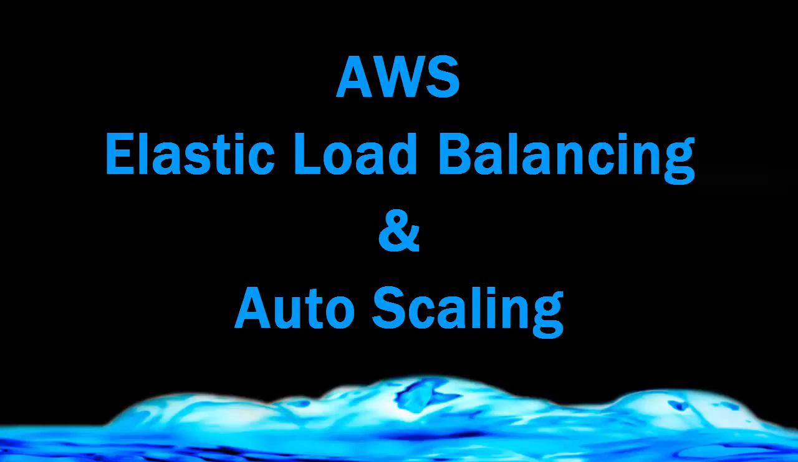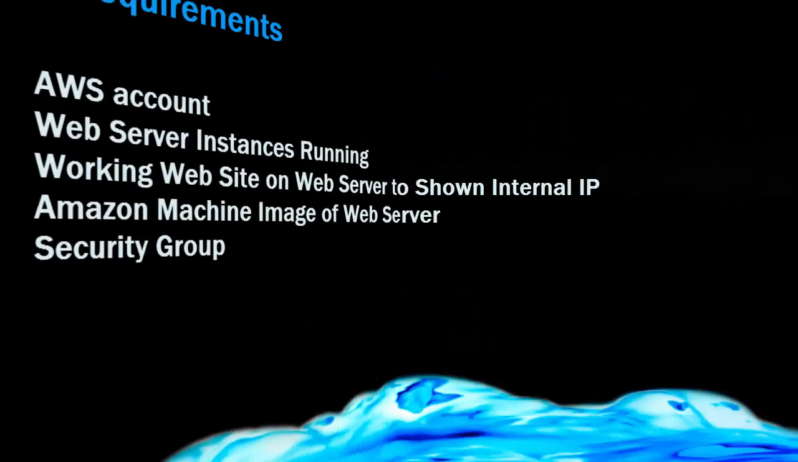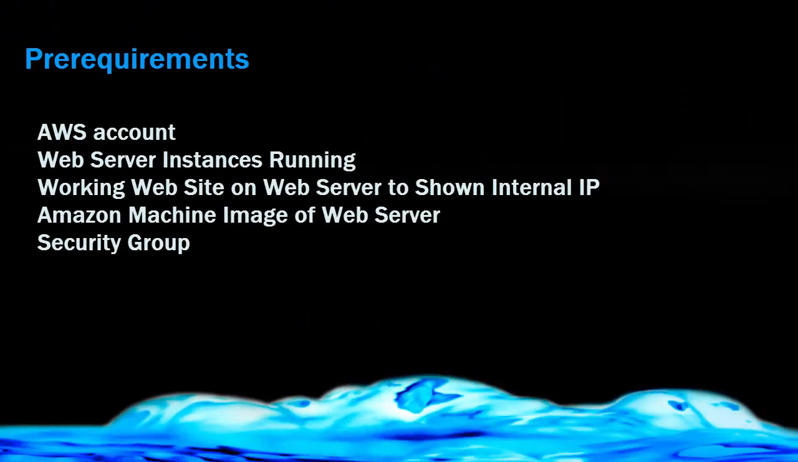For this we need some prerequisites, which are as follows: an Amazon account, a web server instance running, and a working website on the web servers to show the internal IP. Another thing is an Amazon Machine Image of the web server, and a security group.